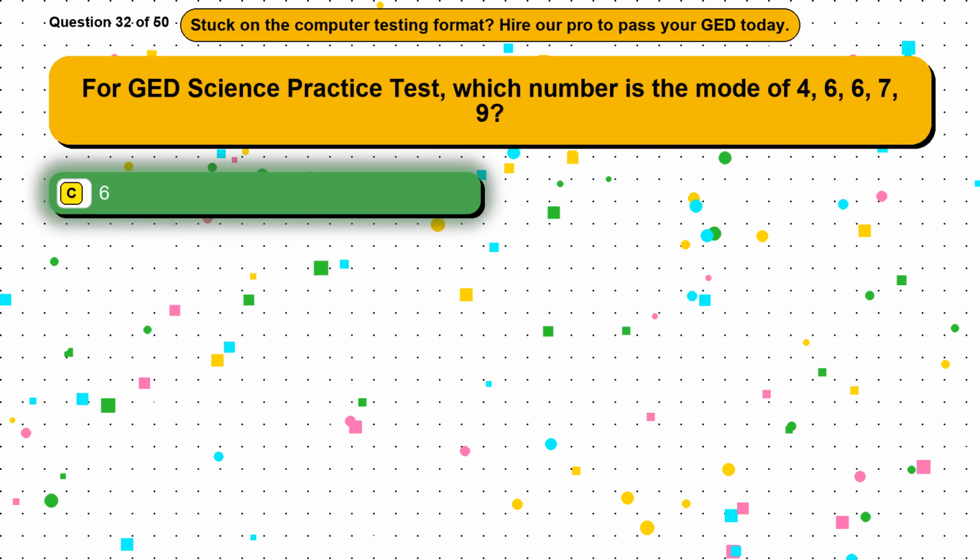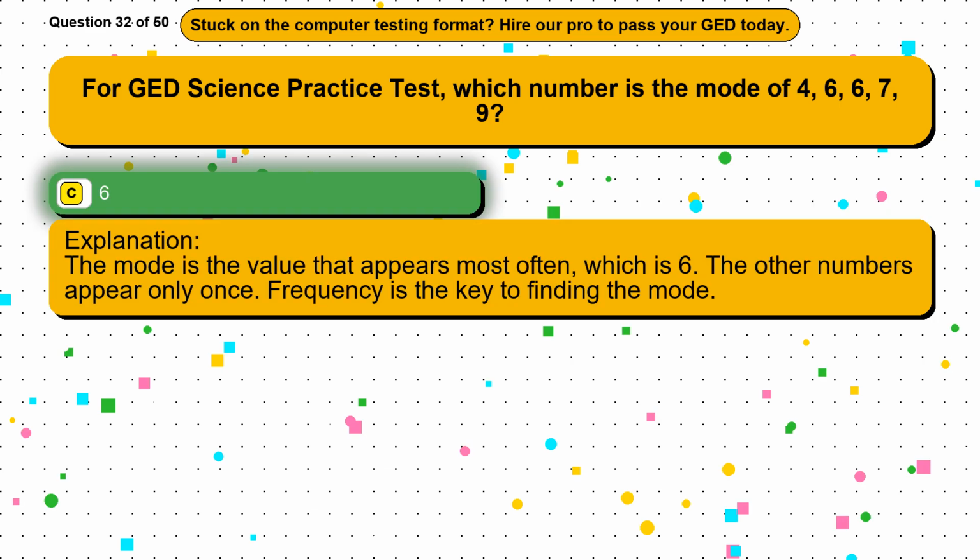The correct answer is option C. 6. The mode is the value that appears most often, which is 6. The other numbers appear only once. Frequency is the key to finding the mode.